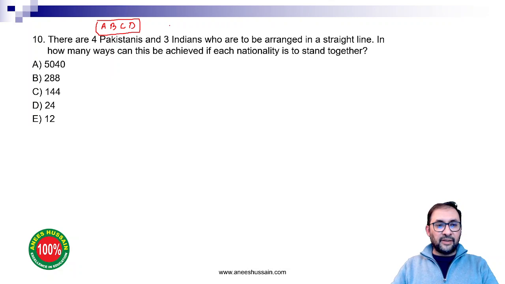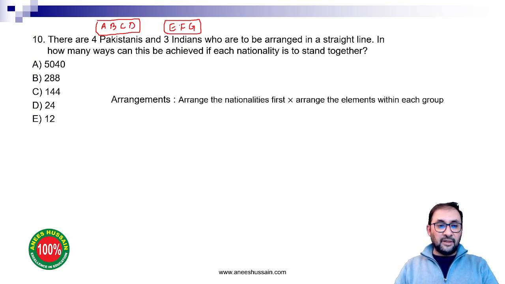And 3 Indians. Let's call them E, F, and G. And you want to arrange them in a straight line in such a way that the members of each nationality are always together. To do that would require us to first arrange the nationalities. There are only 2 nationalities, Pakistanis and Indians, so that's 2 factorial.